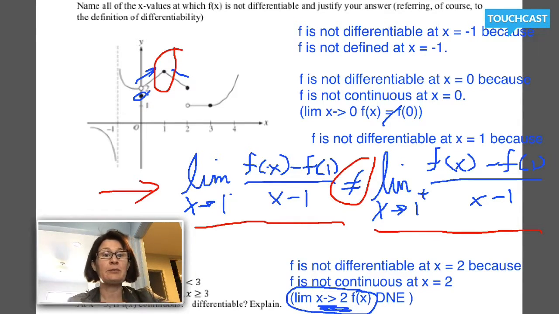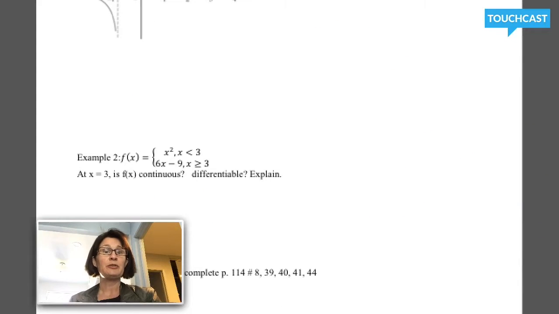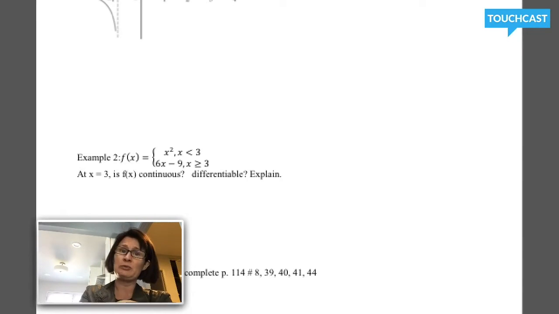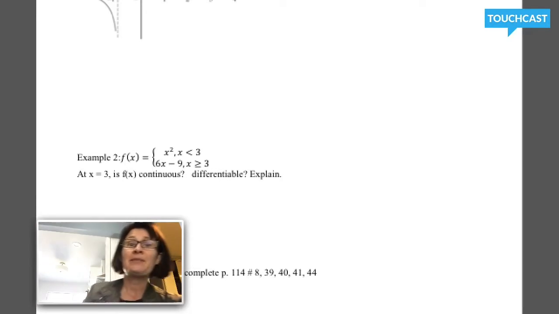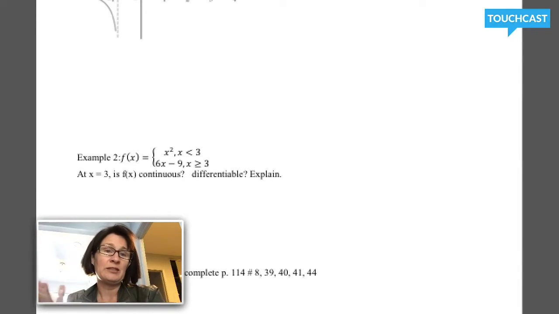Okay, so we're going to look at this next example. Example 2, I have a piecewise defined function and I have 2 questions on the board. Question number 1, is f continuous at x equals 3? That's a question we could have answered last chapter, but why are we asking it? Because we don't even want to bother trying to figure out if f is differentiable at x equals 3 if we find out it's not continuous. So once we decide f is continuous at x equals 3, then we're going to try to answer this question, is it differentiable?